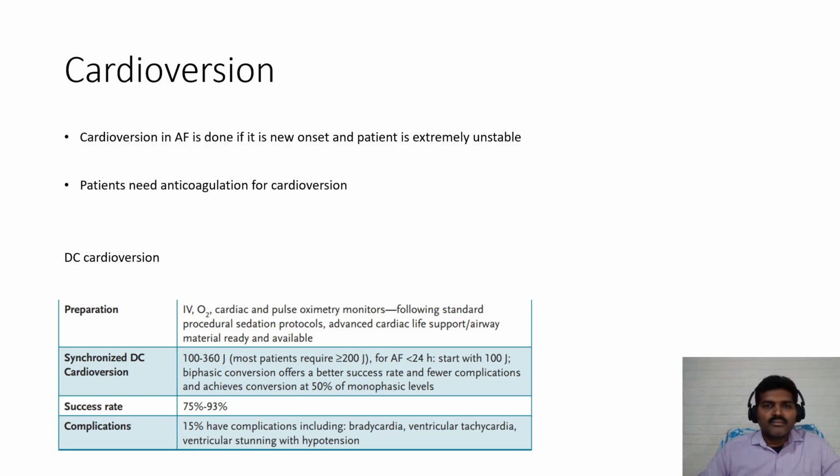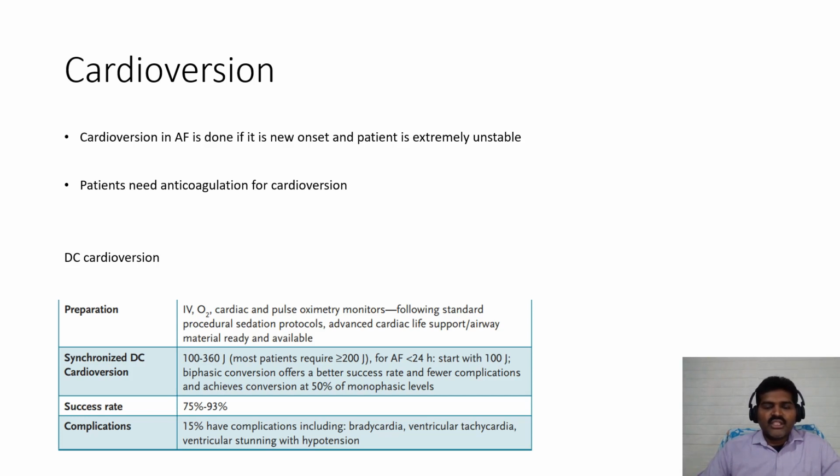Preparation: IV, connect oxygen, cardiac and pulse oximeters. Follow standard procedures, sedation protocols, with advanced cardiac life support and airway material ready and available. You go for synchronized DC cardioversion at 100 to 360 joules, depending on whether you are using a biphasic or monophasic defibrillator. For AF less than 24 hours, start with 100 joules.